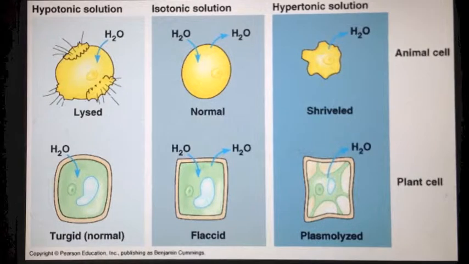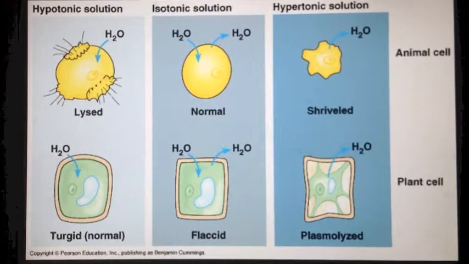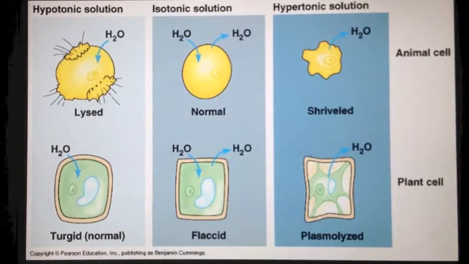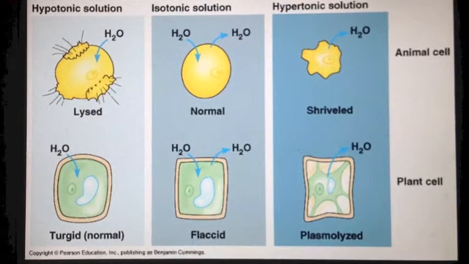Osmotic pressure is when water moves into a cell by osmosis. Osmotic pressure may build up inside the cell. If a cell has a cell wall, the wall helps maintain the cell's water balance. Osmotic pressure is the way in which many plant cells obtain support.